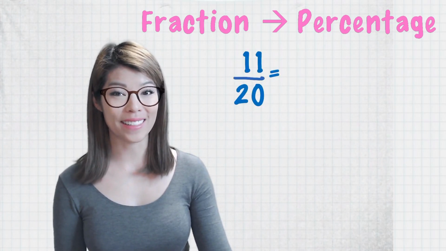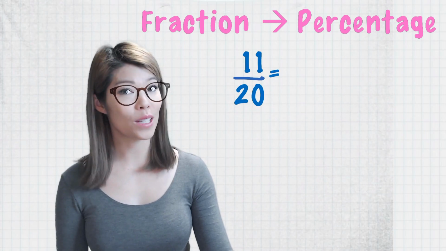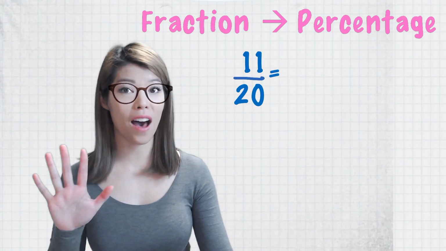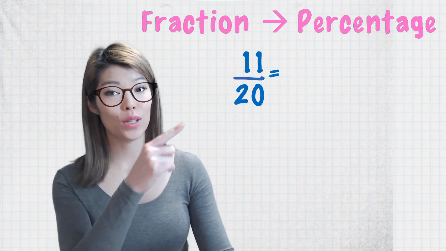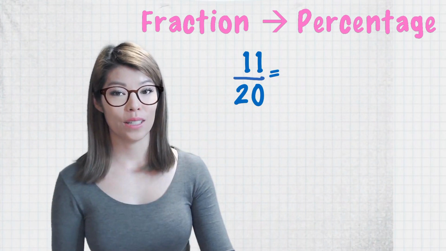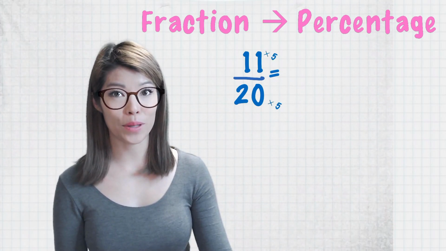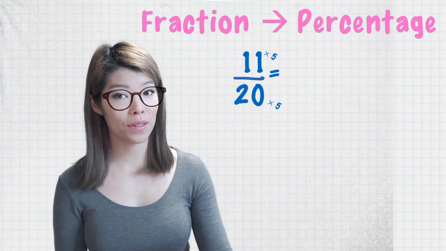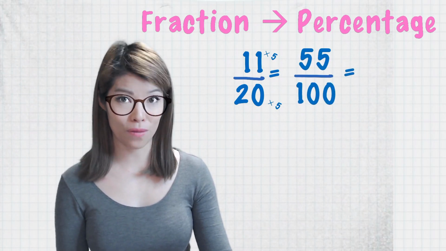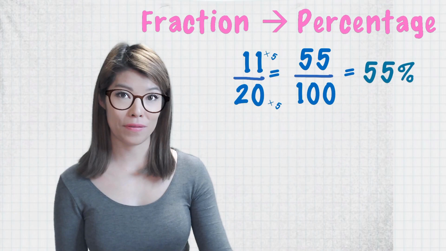Let's do another one, 11 over 20. So we know that 20 can be multiplied by 5 to get to 100. So whatever you do to the bottom, you do to the top. So 20 times 5 and 11 times 5. 11 times 5 is 55. So we have 55 over 100, which is 55%.